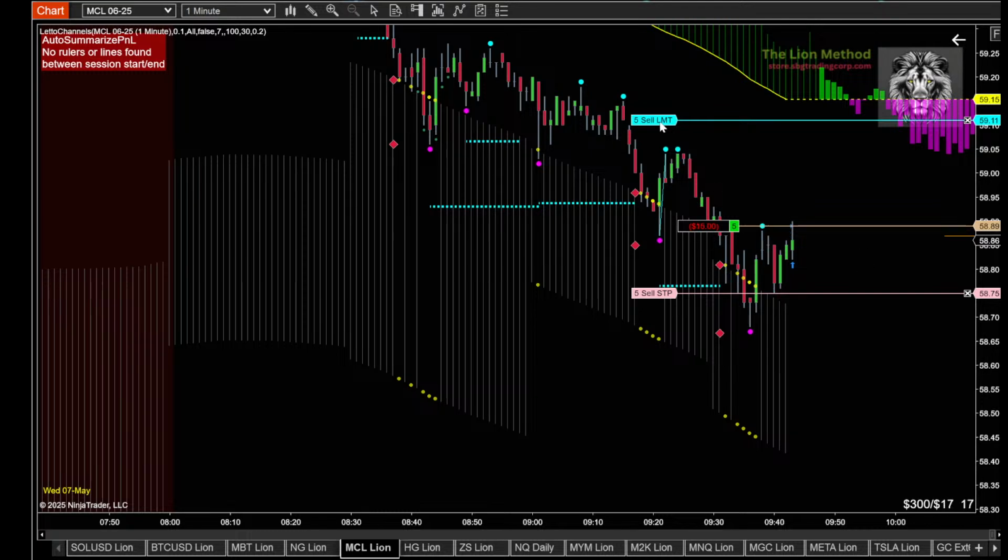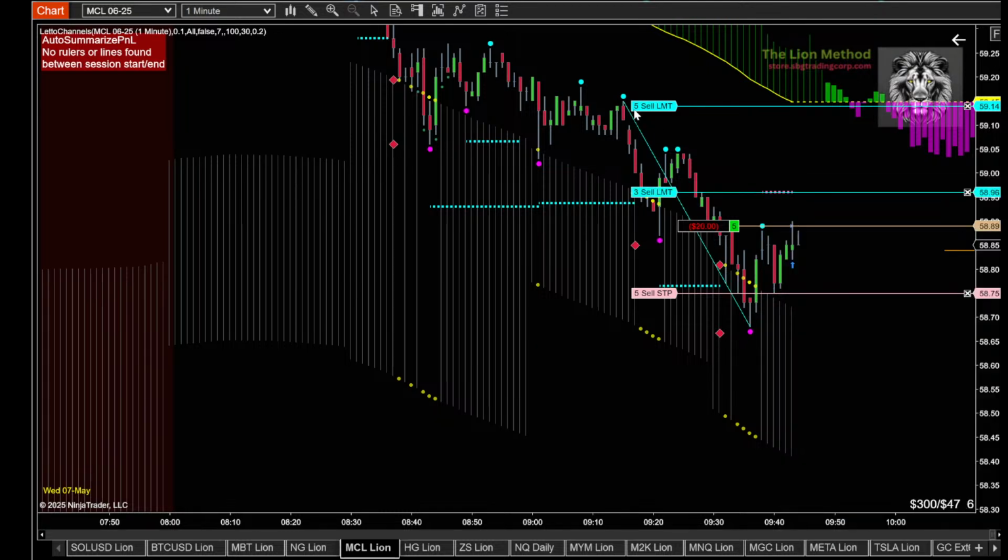Now, initially, let me put the target up at the 100. The actual target is going to be there. So let's get a little creative. We'll do 3 contracts off here and 2 up there. That's our 5. So we'll take a little progressive. So we are long in crude here at 58.89.